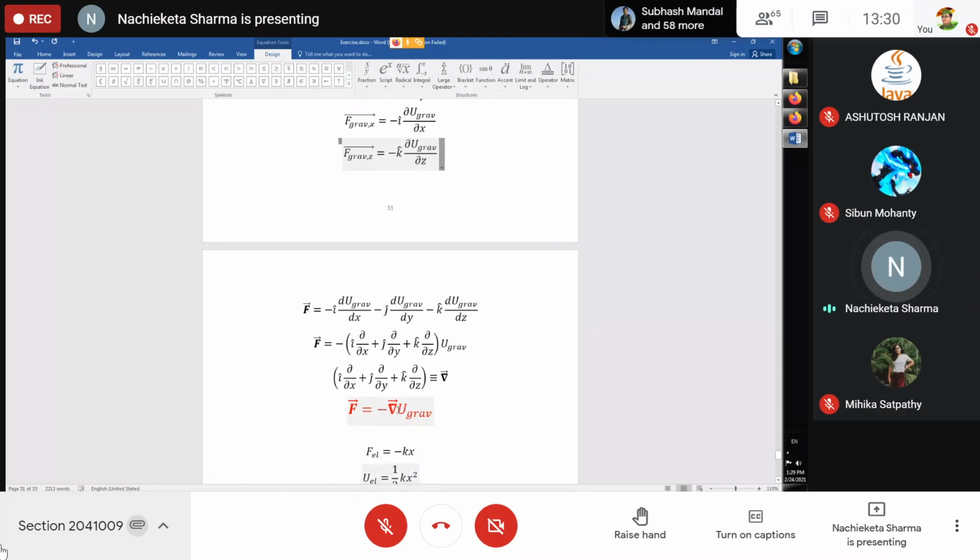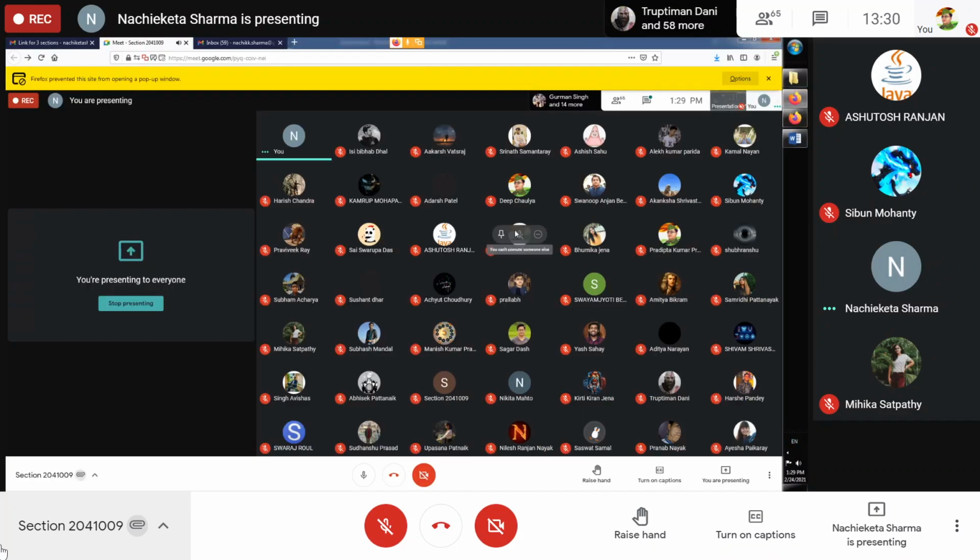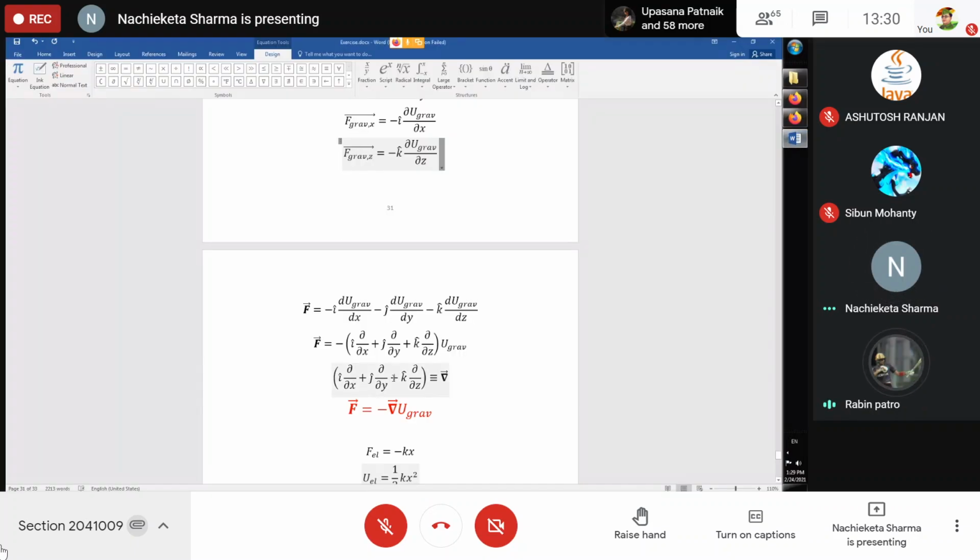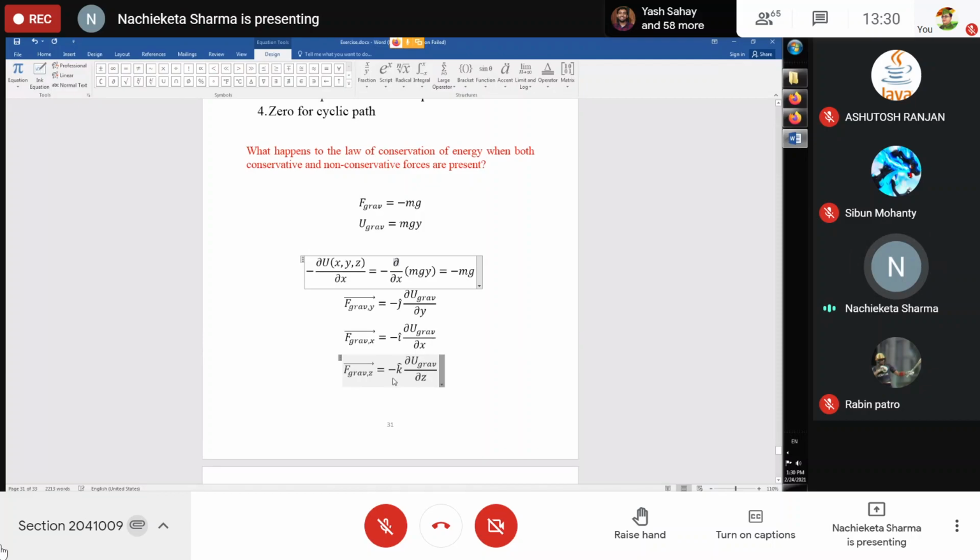Do you know this symbol? Are you familiar with this symbol that I have used? An inverted triangle. Do you know this symbol? Hello? Are you familiar with this symbol? Yes. Are you able to see my screen or not? Hello? Are you able to see my screen? Yes, sir.